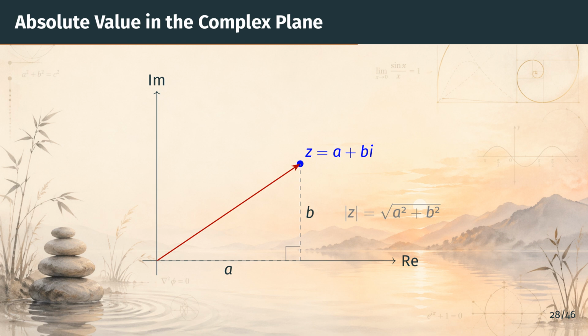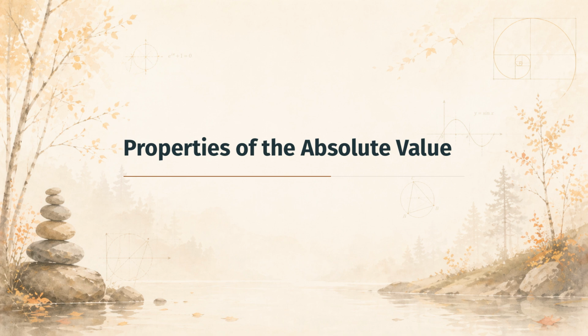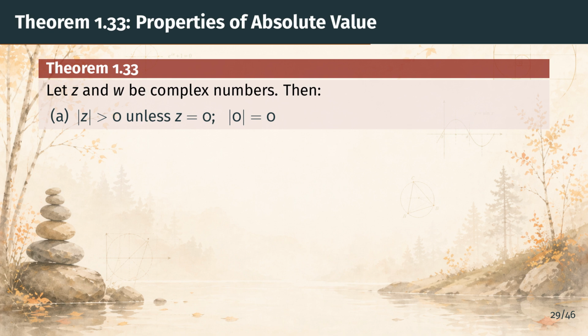Now let's study the key properties of the absolute value. Theorem 133 collects the fundamental properties of the absolute value. Part A says the absolute value is positive definite. It is strictly positive for every non-zero complex number and equals 0 only when z is 0. This follows immediately from the definition and theorem 1.31 Part D. The absolute value detects whether a complex number is 0, just as it does for real numbers.